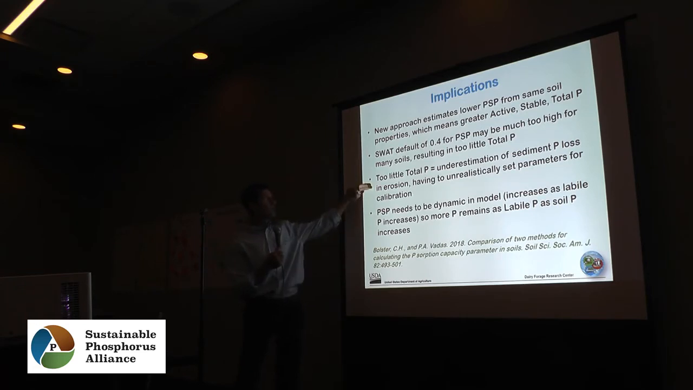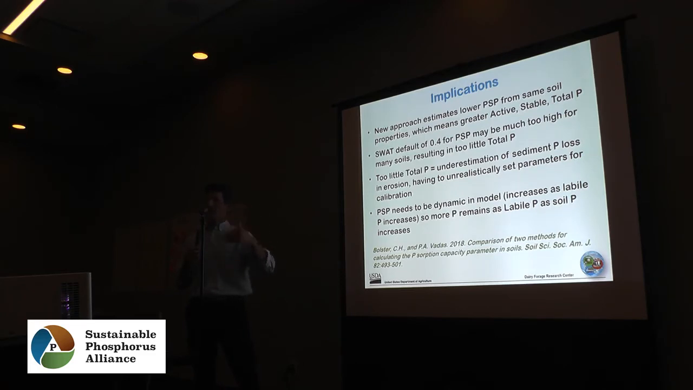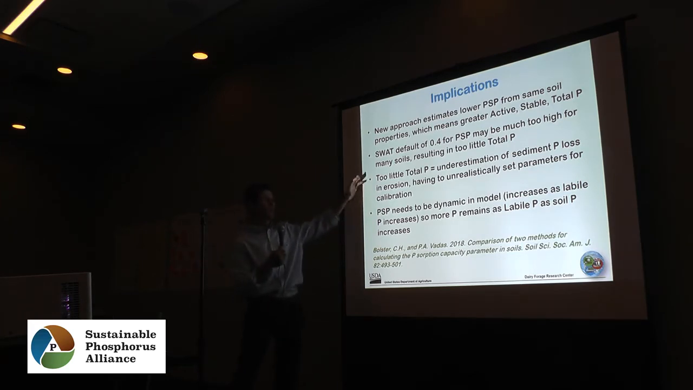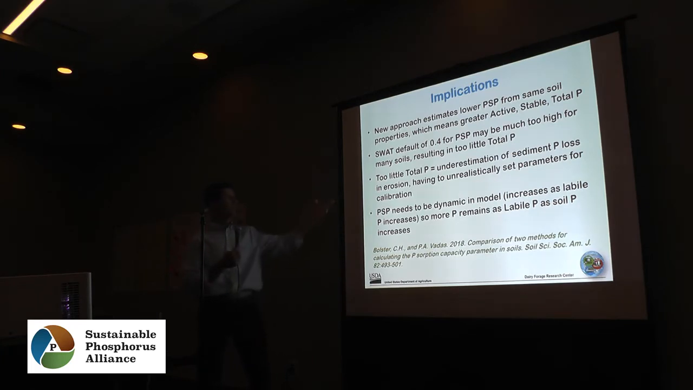I find that that's too high for a lot of our eastern soils, sort of highly weathered soils. If you have too little total P, then you may start to underestimate what you see. There's too little total P in the soil, so when you get erosion, there's too little phosphorus going with that eroded sediment. So you might have to start setting parameters. Oh, I need to get my eroded phosphorus correct, and so I need to start playing with my PSP or labile P or something. And so you start to adjust other things, and maybe you're getting the right answer for the wrong reasons.